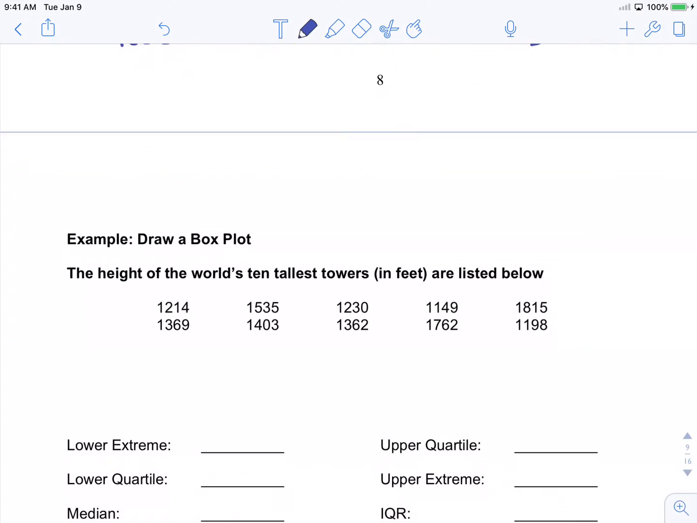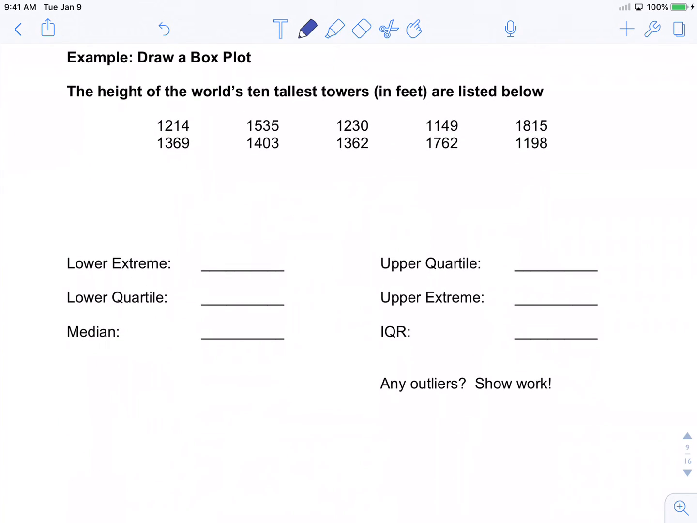Down below, I have the height of the world's 10 tallest towers, and this is listed in feet. And we're going to see if we can make a box plot from the information that's given. The first thing you need to do is see if you can organize the data from least to greatest, because everything is divided up thinking about middle numbers, middle values. So just look at the information and try and organize it from least to greatest. That would be your first step.